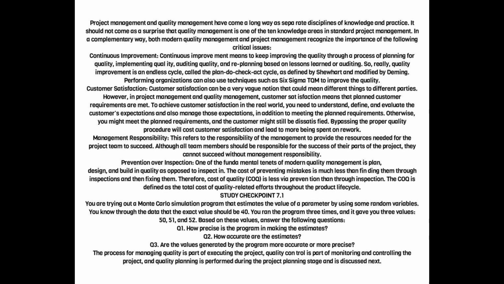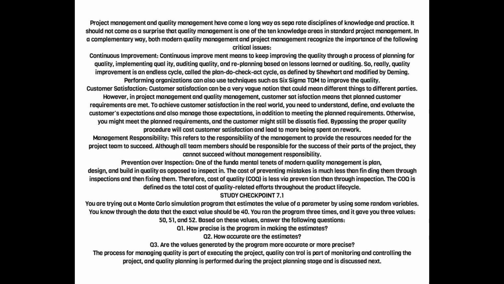To achieve customer satisfaction in the real world, you need to understand, define, and evaluate the customer's expectations and also manage those expectations, in addition to meeting the planned requirements. Otherwise, you might meet the planned requirements, and the customer might still be dissatisfied. Bypassing the proper quality procedure will cost customer satisfaction and lead to more being spent on rework.